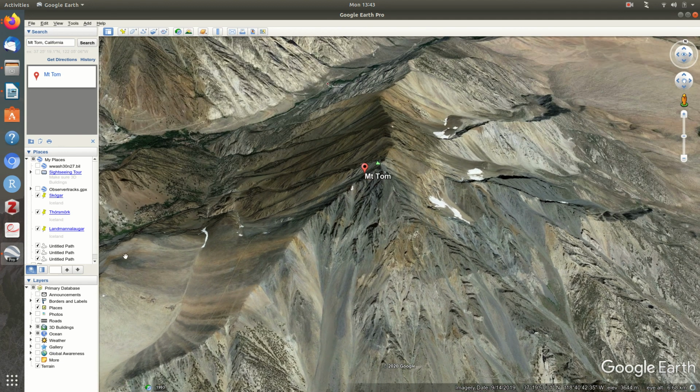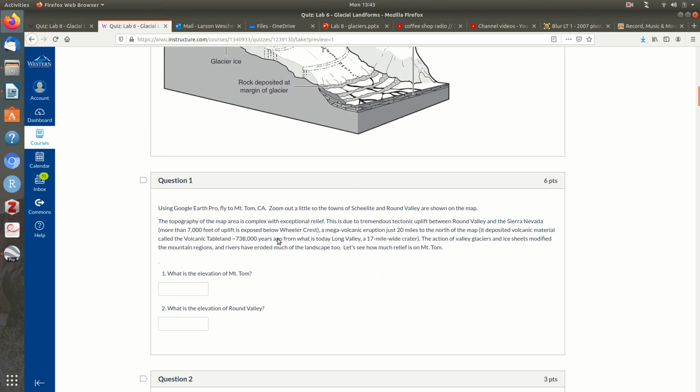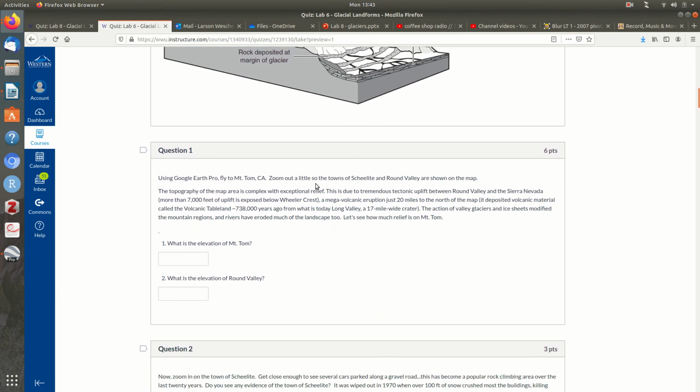And then we just read the question. So the question is, the topography of the map area is complex with exceptional relief. Relief is like the difference between the height of the tops of the mountains and what's below them. So a lot of that difference. And this is due to tremendous tectonic uplift between Round Valley and the Sierra Nevada, a mega eruption just 20 miles north of the map.